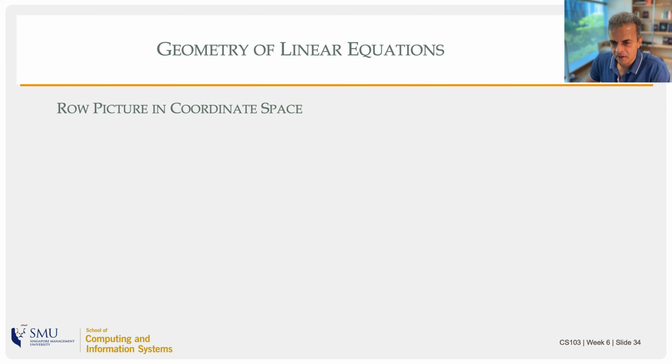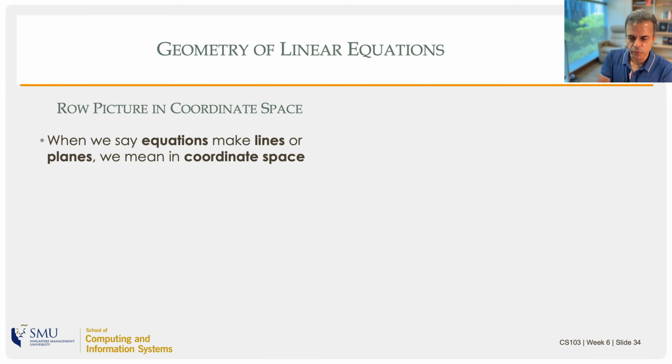So let's get started. In some sense, the row picture lives in the coordinate space. Let me explain. When we say that an equation makes a line, what we necessarily mean is that an equation has solutions as a collection of points which look like a line. So that means a coordinate space, because it's in the coordinate space that you have points and lines and surfaces and stuff like that. Remember, vector space is just an abstract space of vectors with some associated properties of closure.